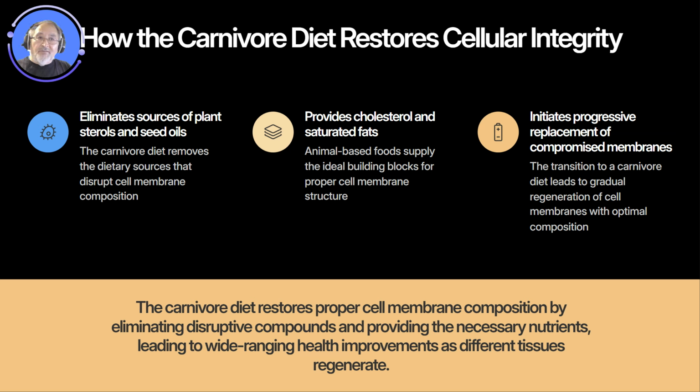The transition to a carnivore diet initiates a progressive replacement of compromised cell membranes with properly structured ones. This replacement occurs at different rates throughout the body. As we talked about, blood markers may improve within weeks. Skin and digestive tissues show changes within 1 to 2 months. Deeper tissues continue to regenerate over 1 to 2 years. This explains the common experience of continued health improvements long after the initial dietary change. Cellular function improves throughout the body as more tissues complete the regeneration cycle.